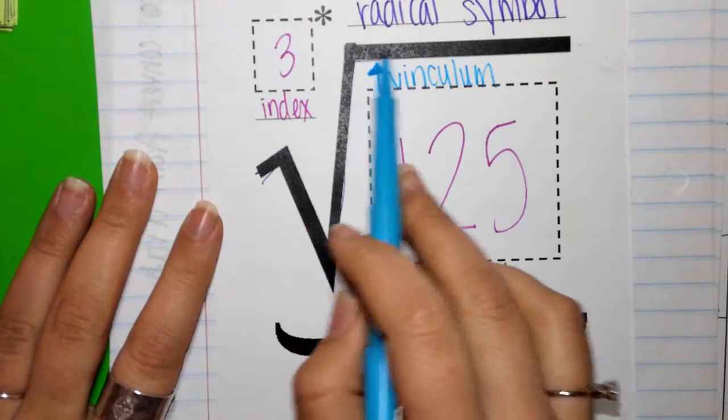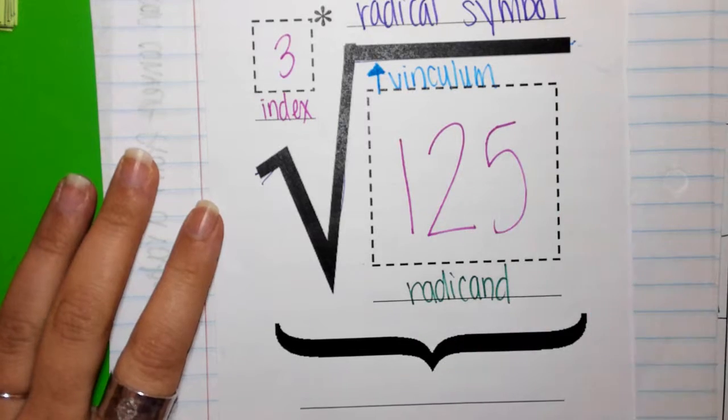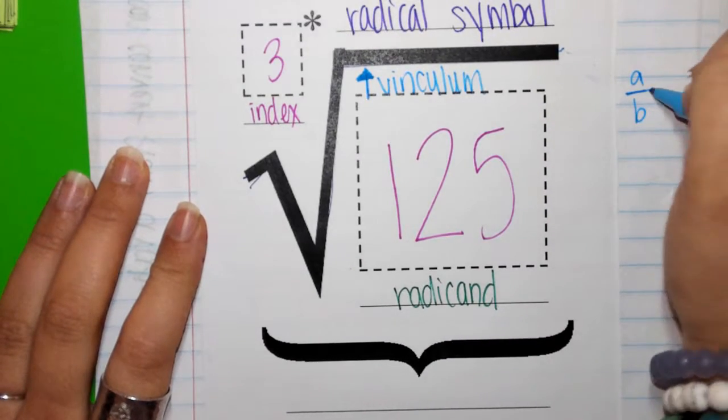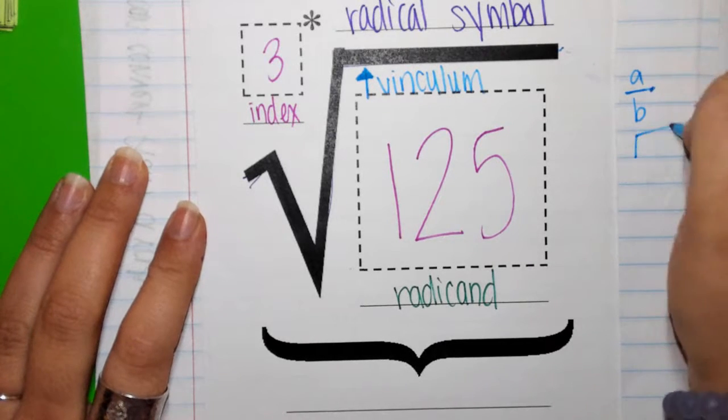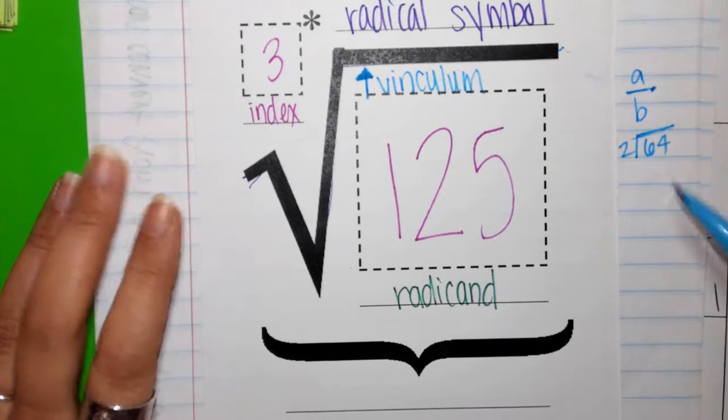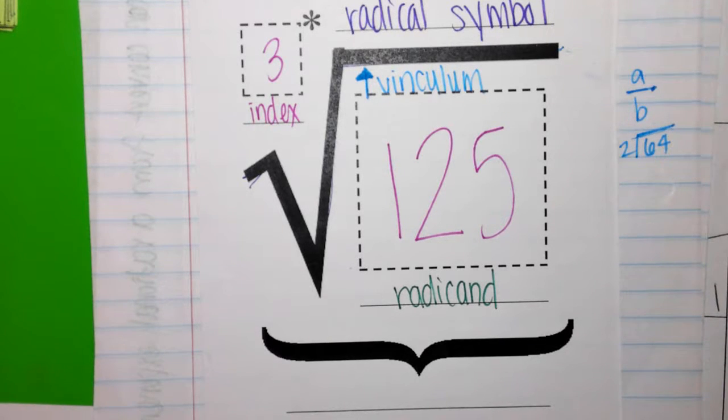So this guy right here, this bar, is called a vinculum. That's also what a fraction bar is called. So if it was A divided by B, this is the vinculum. And if it was 2 into 64, this top part right here is called a vinculum. So that's called a vinculum.